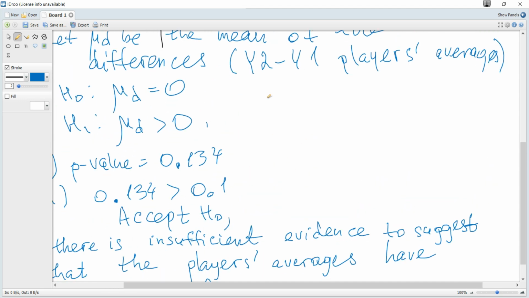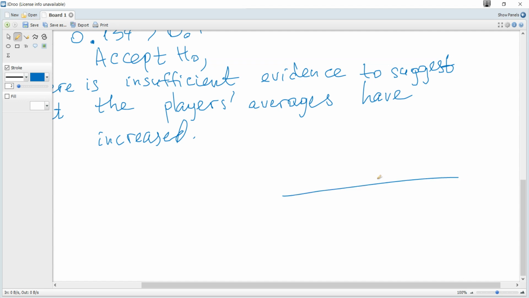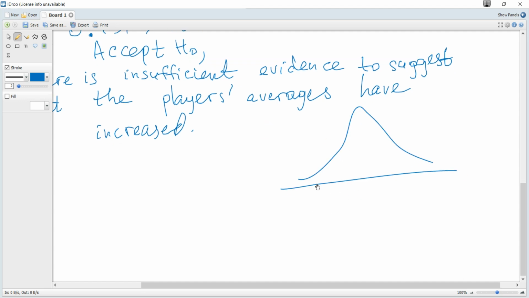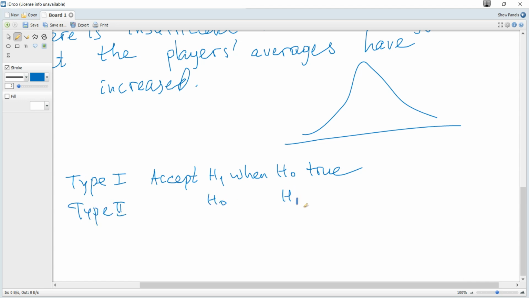The next, E. State one way Valia could have reduced the chance of her making a type 1 error, 2 marks, and a type 2 error. Let's review what type 1 and type 2 errors are. Type 1 error is the probability to accept H1 when H0 is true, and type 2 is to accept H0 when H1 is true.